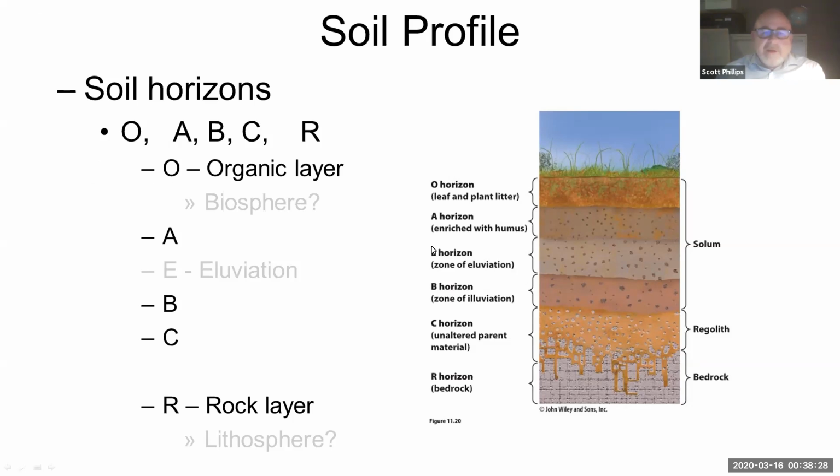One way I remember this is to do it like this. You go O for organic, and in between you have A, B, C. There's also an E horizon in there, but it's easier to remember if you just ignore that and just go A, B, C. And at the very bottom is the R layer, or the bedrock. So R is for rock at the bottom, O is for organic on top, and then there's an A, B, C in between, and there's also an E layer in between there too.